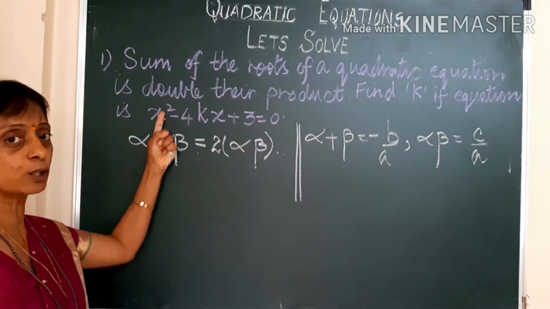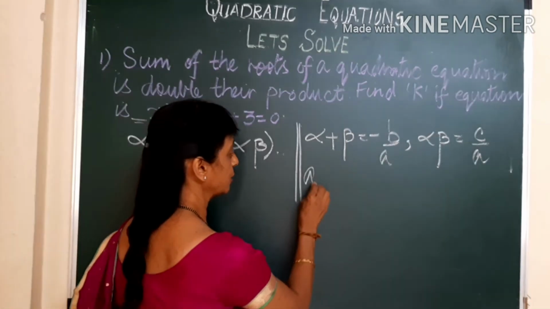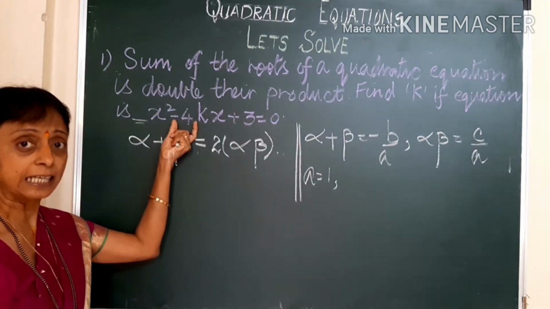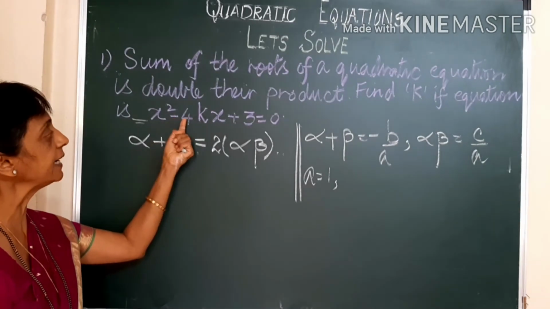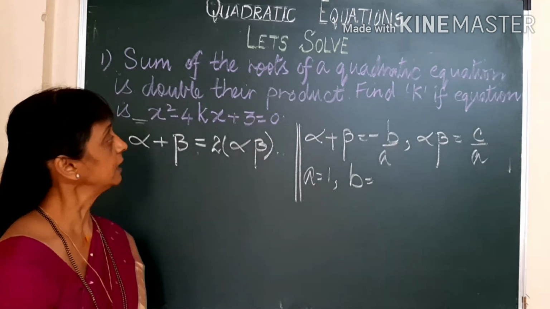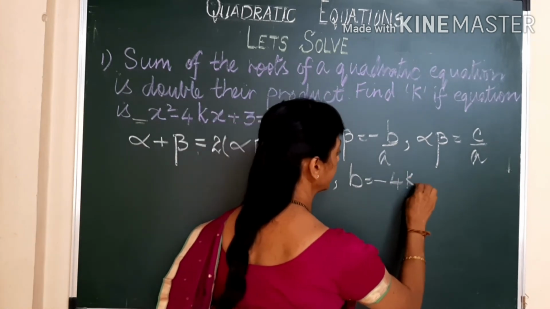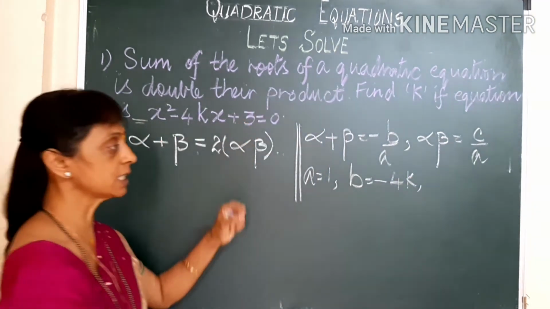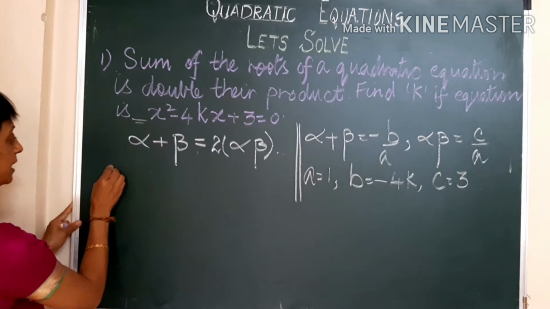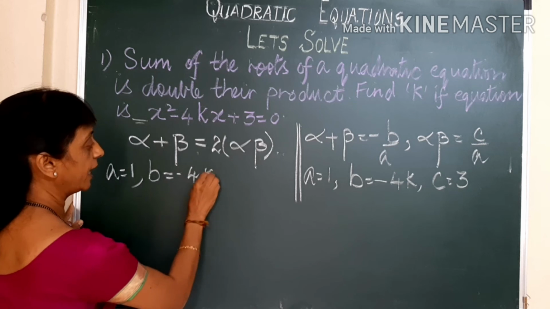What is the coefficient of the square term over here? When no term is given, it is always taken as 1. So a is equal to 1. What is b over here? The coefficient in the middle term, that is minus 4k. Once again I repeat, do not forget to write the sign before that term. So minus 4k. And what is c? The constant term, plus 3. So over here I will write down a is equal to 1, b is equal to minus 4k and c is equal to 3.